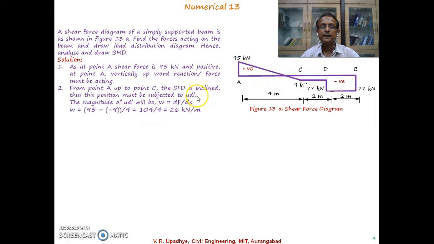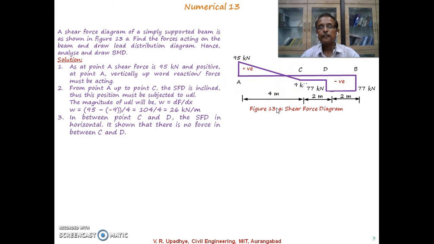Okay, so it says that there is a UDL acting between A and C, and the magnitude of the UDL will be w = dF/dx. This we have already discussed. So w can be calculated as 95 minus 9. So it is again going to negative, so it should be plus. From 95 it is going to minus 9, so 95 plus 9, and that is 104, divided by 4, over length 4. That gives us 26 kN/m UDL from point A up to point C.